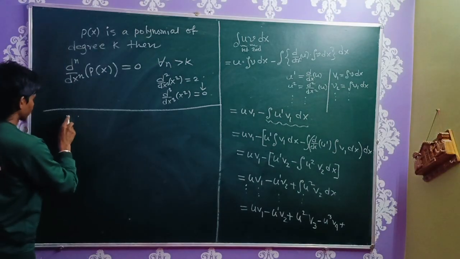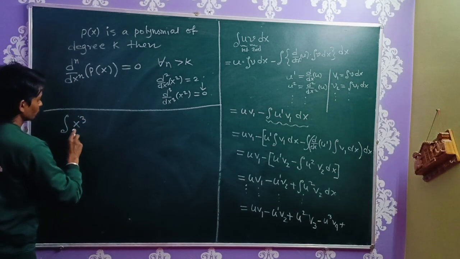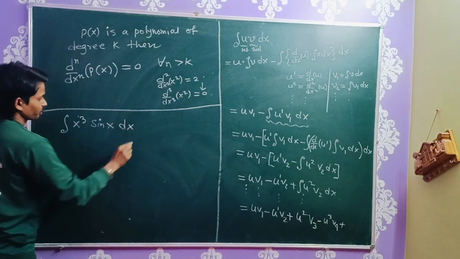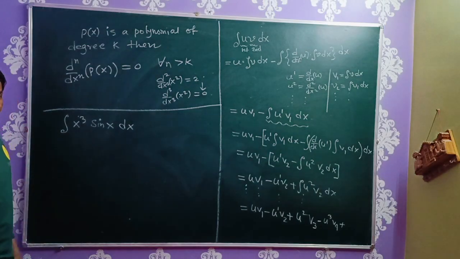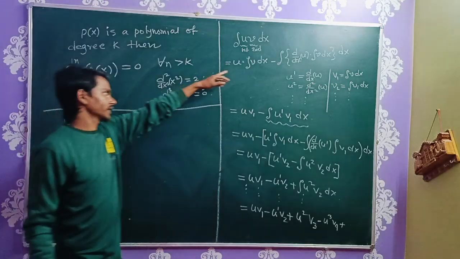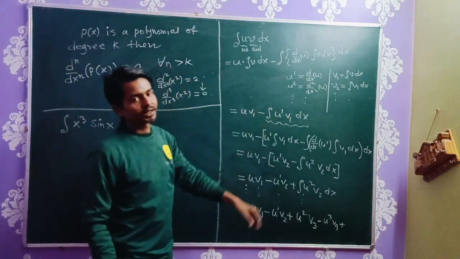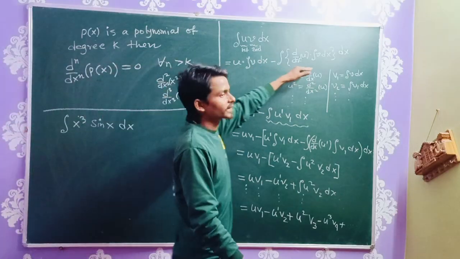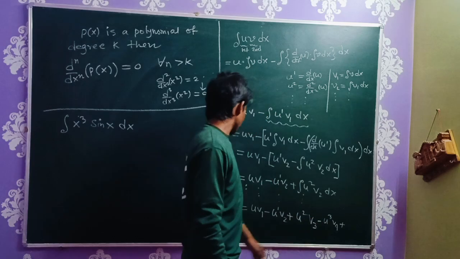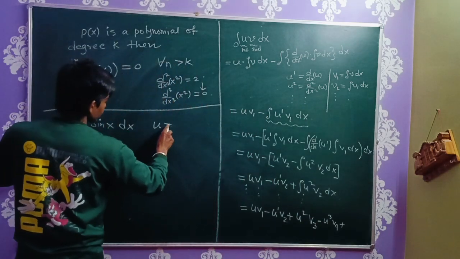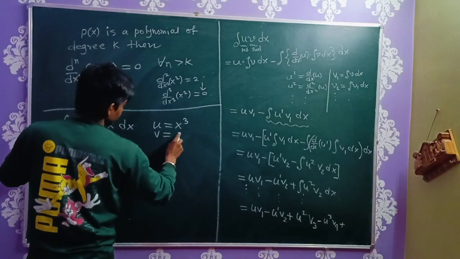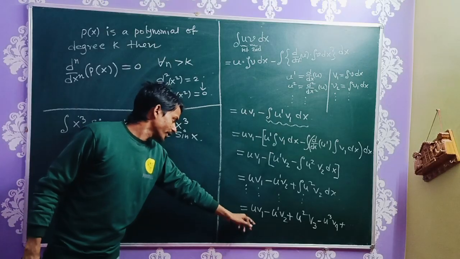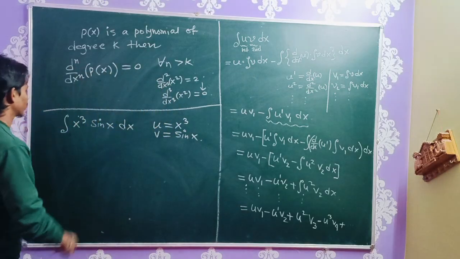So I am taking one example. Let's say I want to calculate the integration of x cube sin x dx. If you apply integration by parts a single time at a time, it will take lots of time, because repeatedly you have to apply it. Without using the single-step integration by parts, I am using the general form. So in this case, definitely u is x cube and v is sin x. Okay, so now look at this formula.